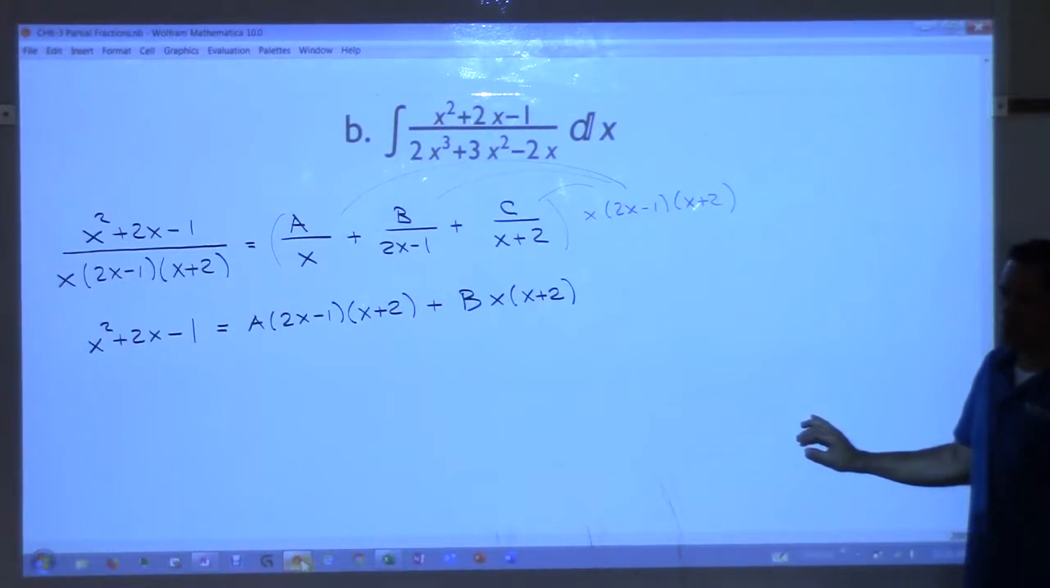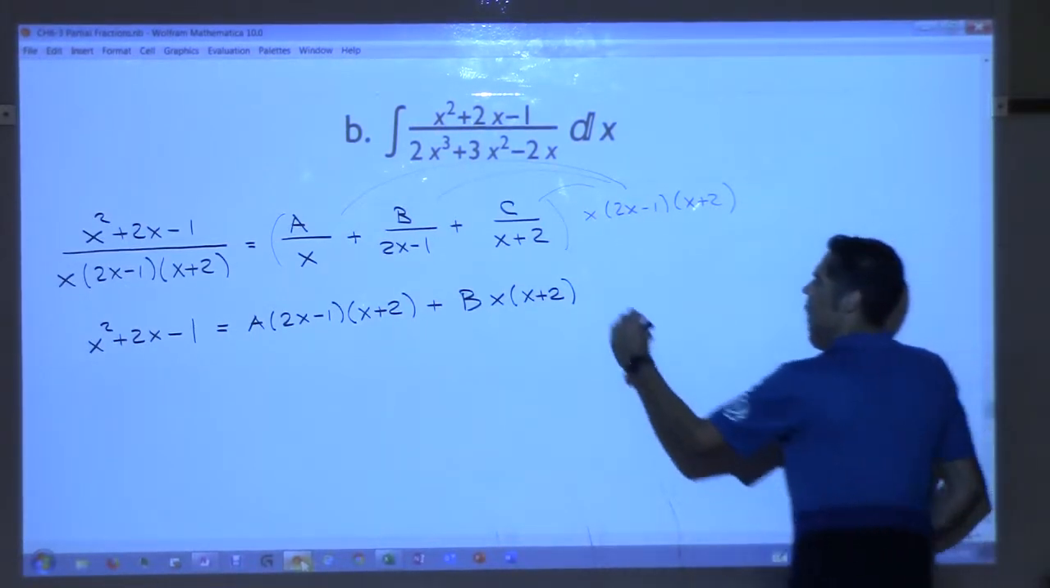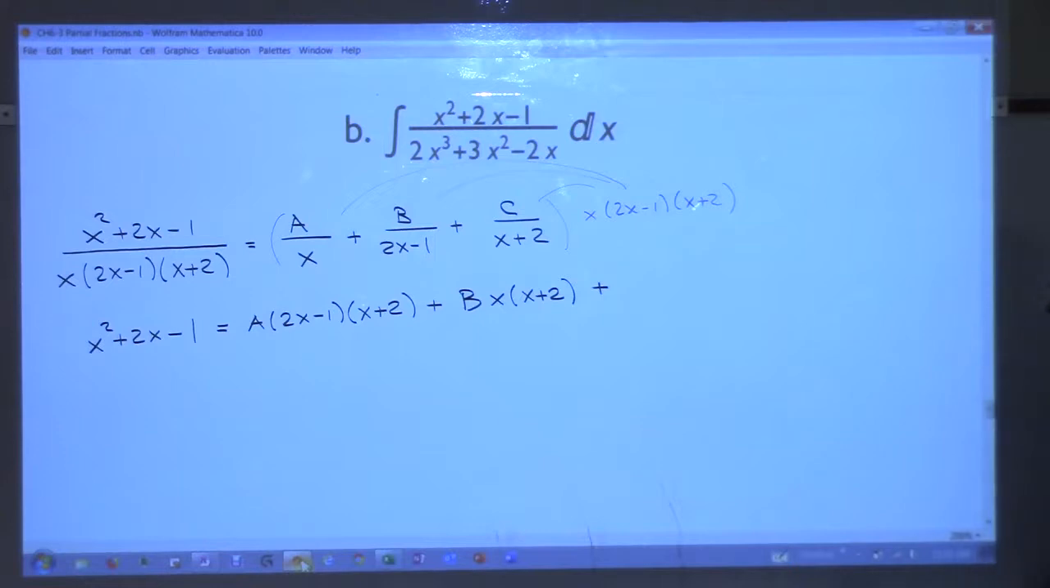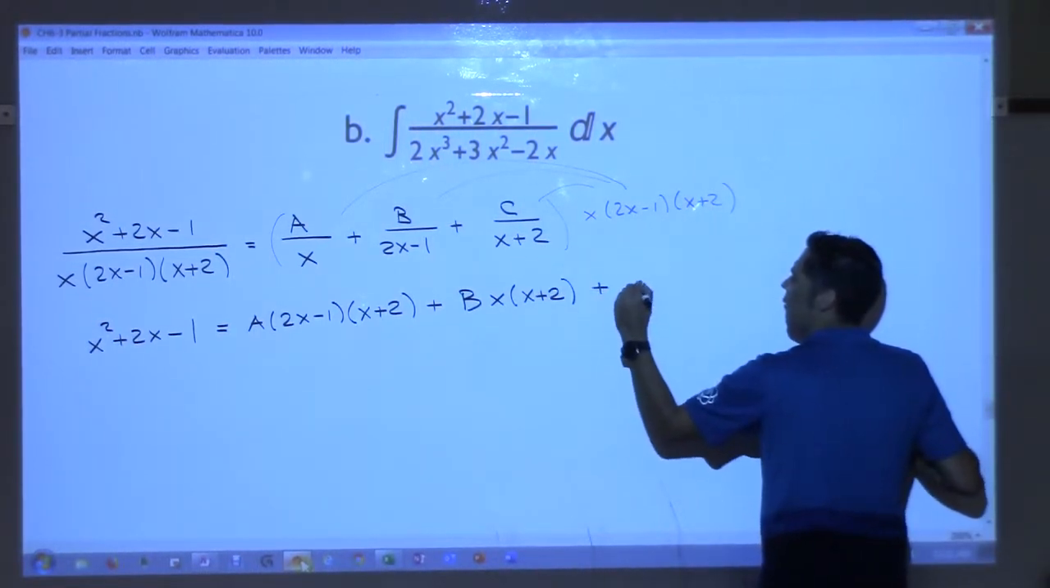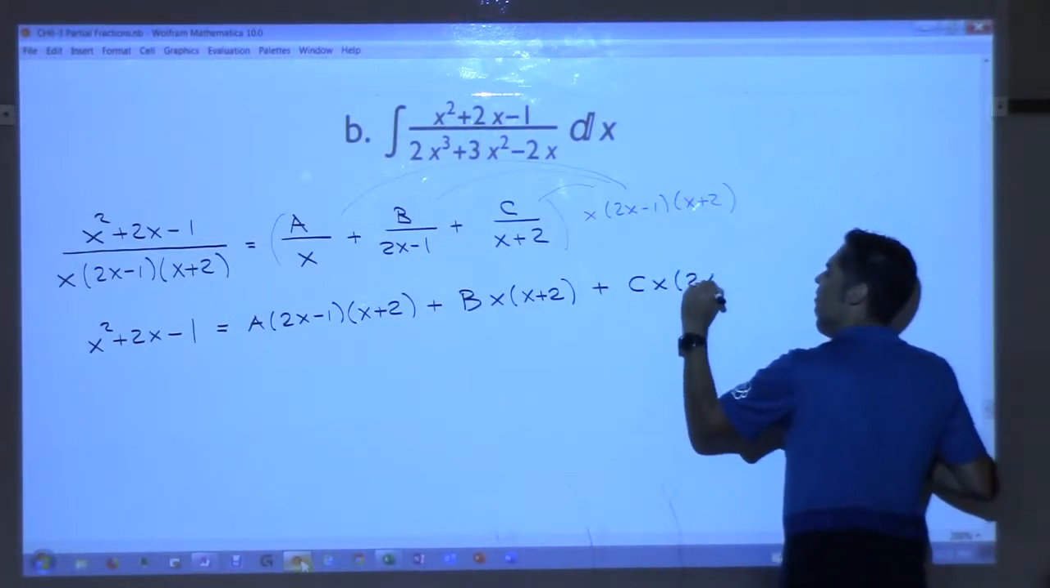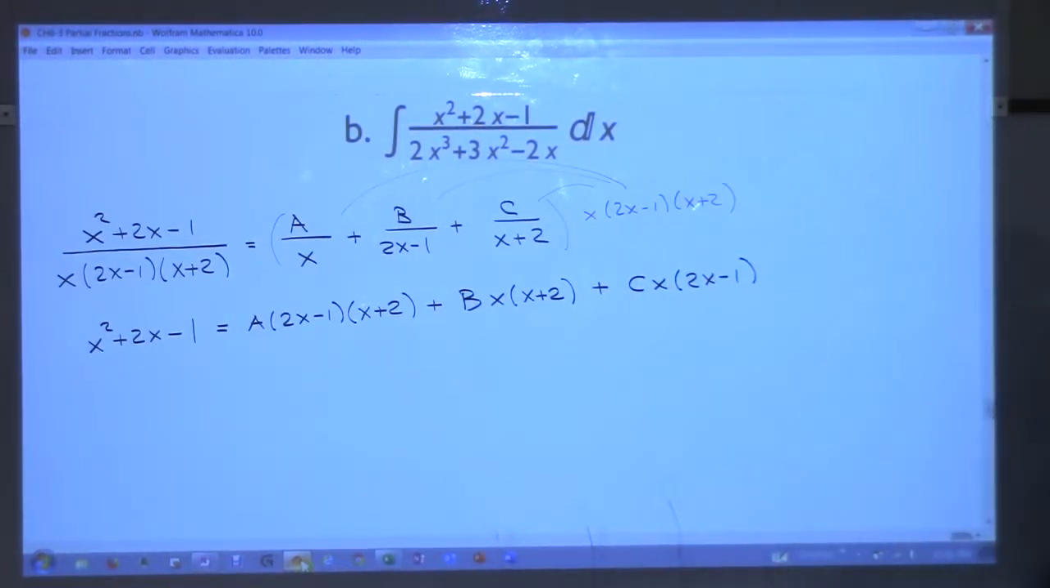Okay. Plus, what happens on the next one? You just lose the x plus 2, right? So you have cx and then 2x minus 1. All right, so that is multiplying through by the LCD.